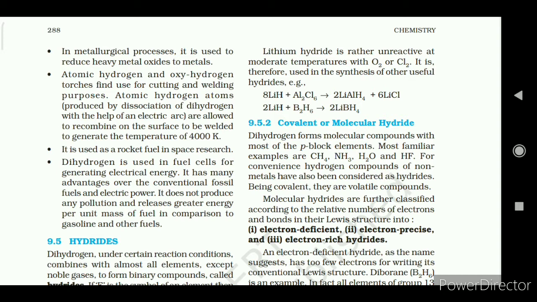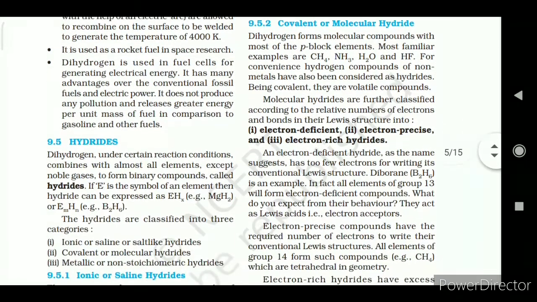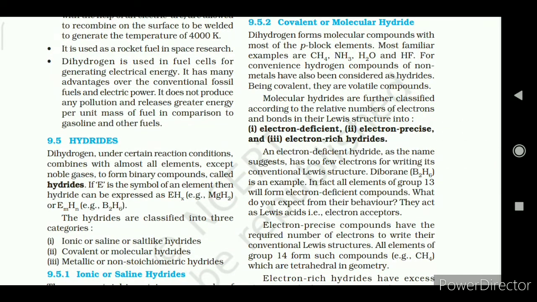Molecular hydrides are further classified according to the relative number of electrons and bonds in the Lewis structure into electron deficient, electron precise, and electron rich hydrides. An electron deficient hydride, as the name suggests, has too few electrons for writing its conventional Lewis structure. Diborane is an example. In fact, all elements of group 13 will form electron deficient compounds. What do you expect from their behavior? They act as Lewis acids, that is, electron acceptors.